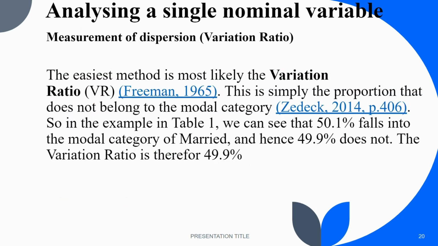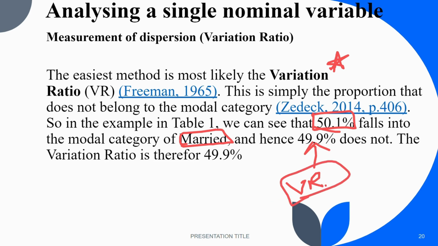Then there are some other concepts like the variation ratio. This tells us how many do not fall in the modal category. So if married is the mode and 50% of the data fall in this category, that means 50% do not fall in the category, and this is known as the variation ratio. It is a measure of dispersion, and mode is a measure of central tendency.